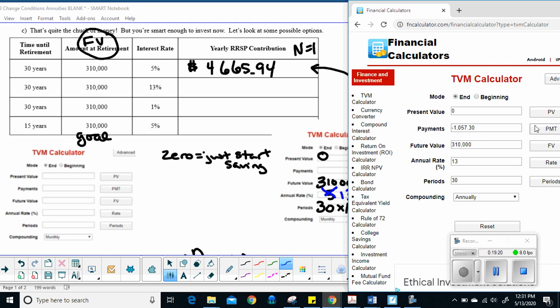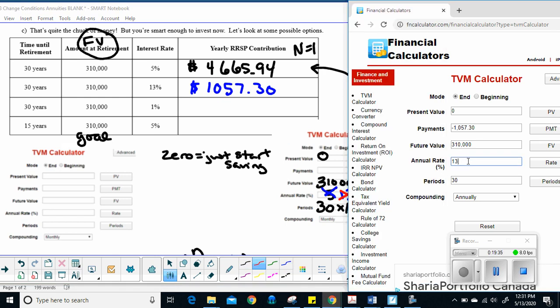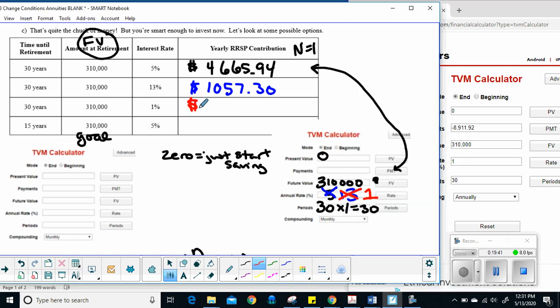What about if my interest rate was 13%? What's my new payment? Ooh, well, much higher interest rate, much easier number to save. I only need to save just over $1,000. Hey, that's pretty good. Well, interest rates right now are closer to 1%. So if it's only at 1%, oof. Now it looks like we got to save almost $9,000 a year. Holy cow.